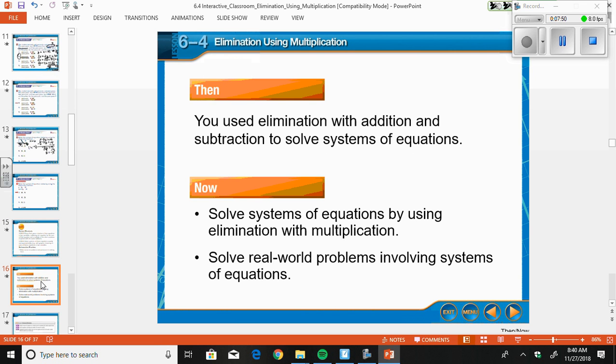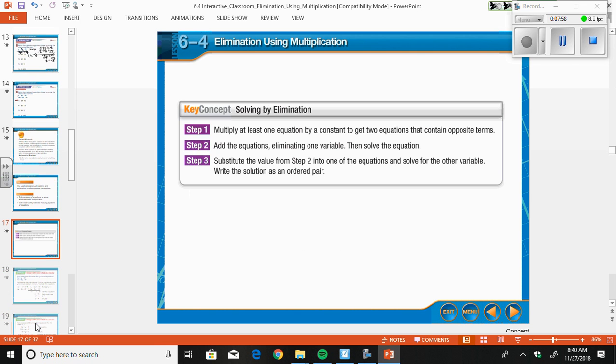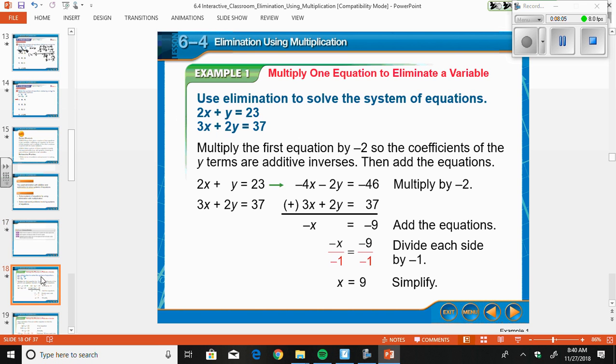So before we've used elimination with addition and subtraction to solve equations. Today we're going to solve systems of equations by using elimination with multiplication and real-world problems involving systems of equations. Let's just dive into it here. So using elimination to solve systems of equations.